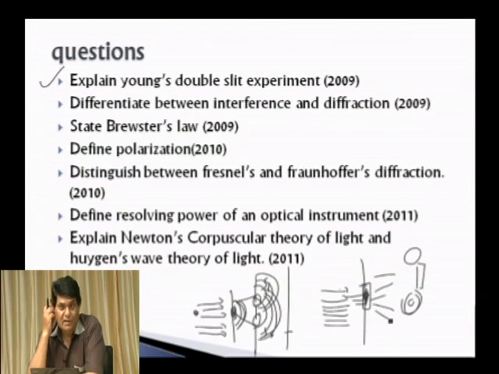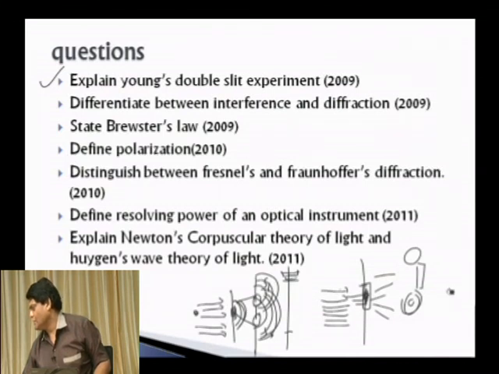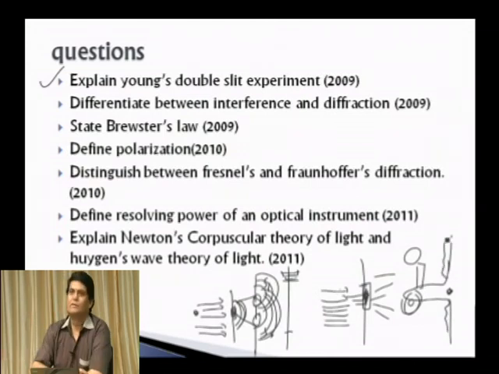And the second is, in the case of interference, the fringe pattern we get has the dark and bright bands equally placed. Whereas in diffraction, you have a central bright fringe, and as you go to the sides, the intensity goes on reducing. So these are the differences you can see.